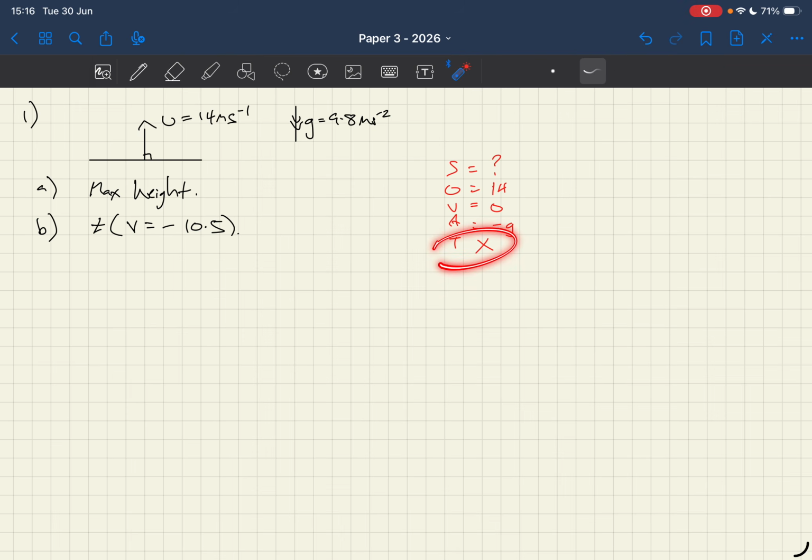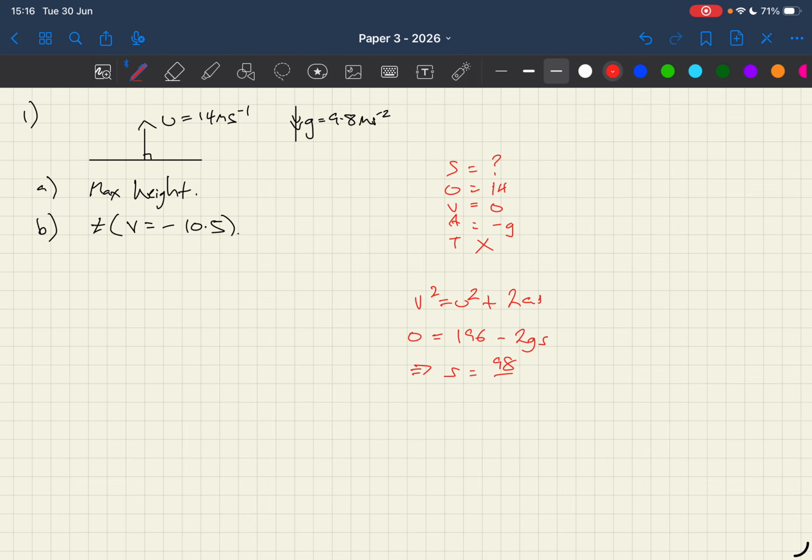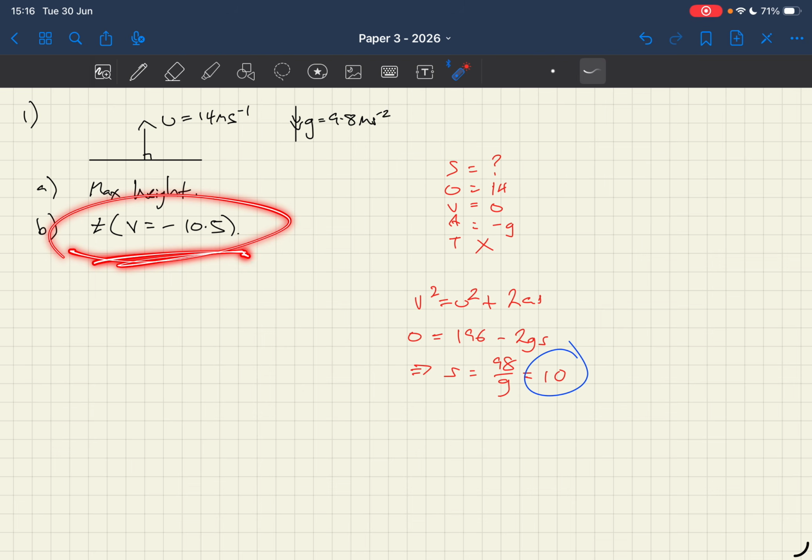So, without the t, what do we need? We need v squared is u squared plus 2as. Summing this all in then, v squared is 0 squared, so that's just 0. u squared, 14 squared, 196. 2as, so it's 2g, so minus 2g, times the s. So s itself then will be 98 on g. g, 9.8, so it should be 10. If I can get blue. Lovely, looks good.